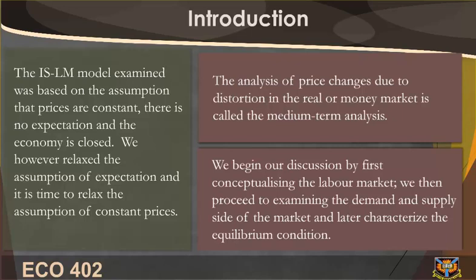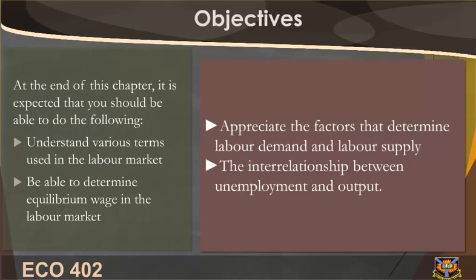We begin our discussion by first conceptualizing the labor market. We then proceed to examine the demand and supply side of the market and later characterize the equilibrium condition. Objectives. At the end of this chapter, it is expected that you should be able to do the following: understand various terms used in the labor market, be able to determine equilibrium wage in the labor market, appreciate the factors that determine labor demand and labor supply, and the interrelationship between unemployment and output.